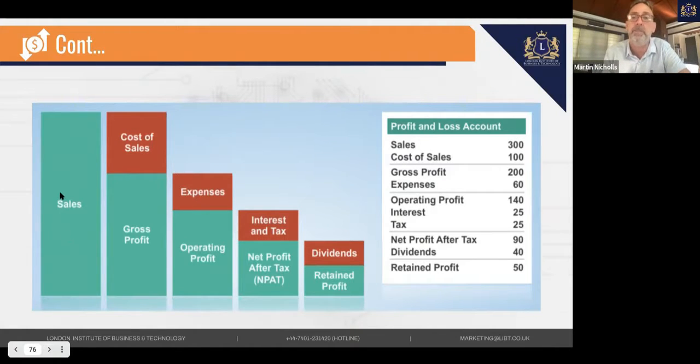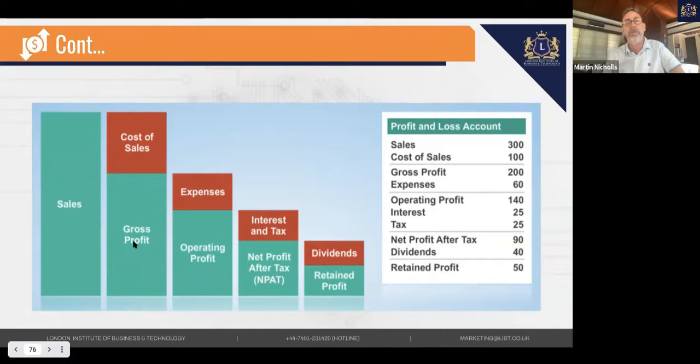Our starting point of a P&L, our starting point for profitability, is sales. And if you also think about the cost of the sales, of course, we've got to take the cost of the sales off. And that could be a few things. That could be the raw materials that we buy as part of manufacturing. Sales minus cost of sales gives us our gross profit.